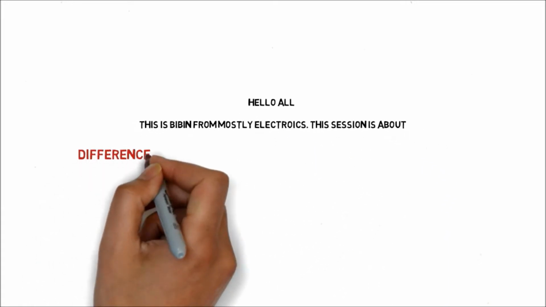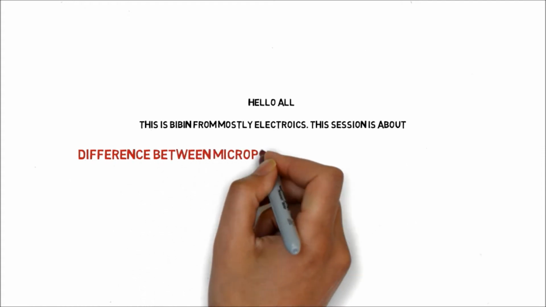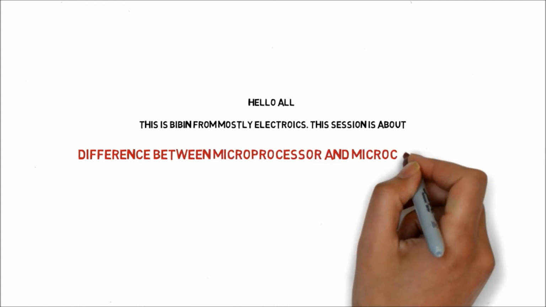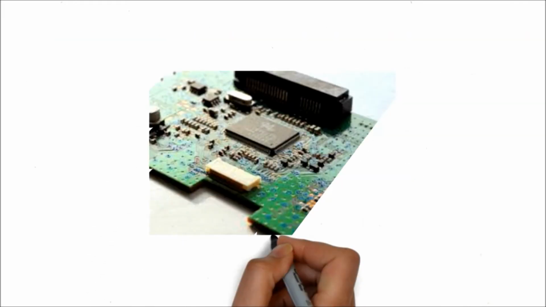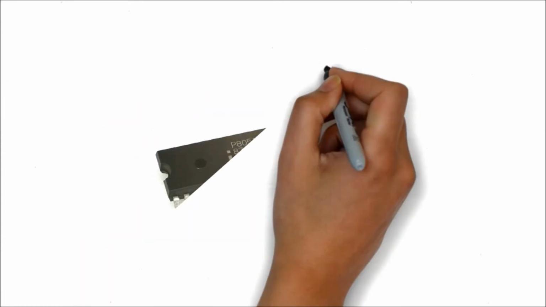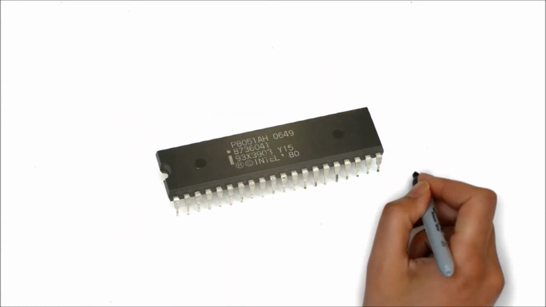This session is about the difference between microprocessor and microcontroller. Let's start. So this is a processor based board, and this is 8051 AC basic intelligence. So let's see the differences.